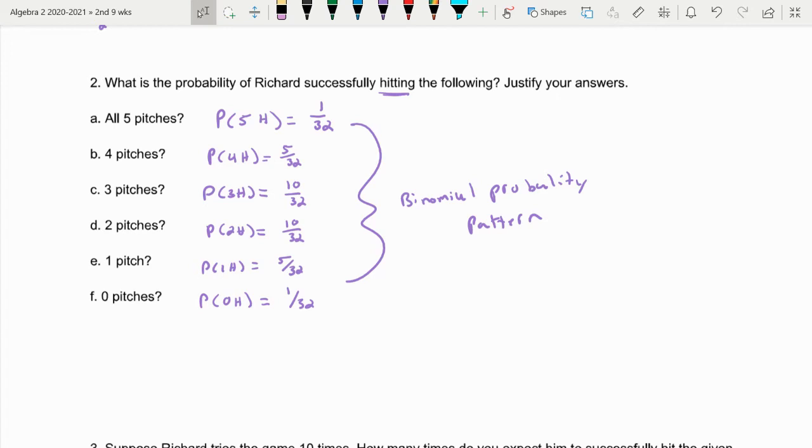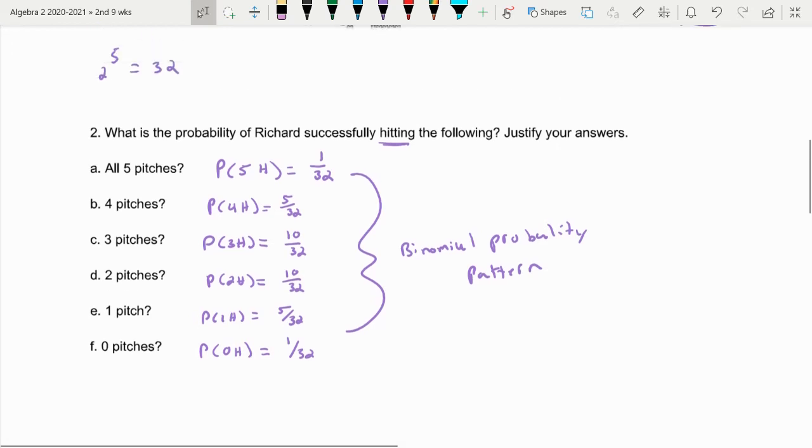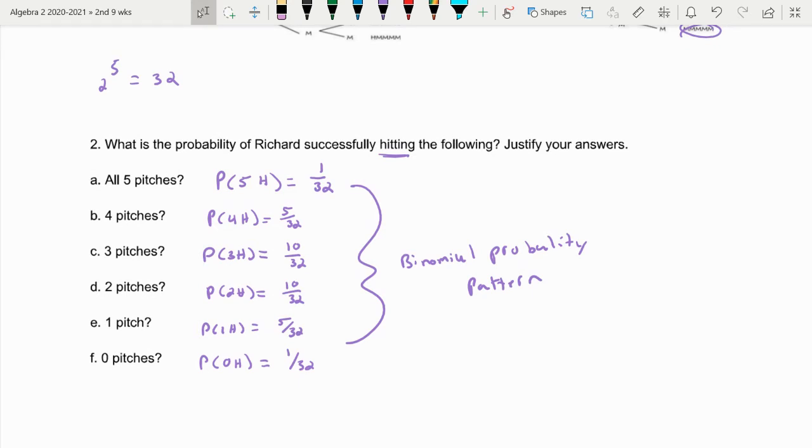He might have just been a really bad hitter, or this person that we picked could be a bad hitter. So we got theoretical probability and experimental. Theoretical is basically running the outcomes, and experimental is actually having somebody doing it or observing.